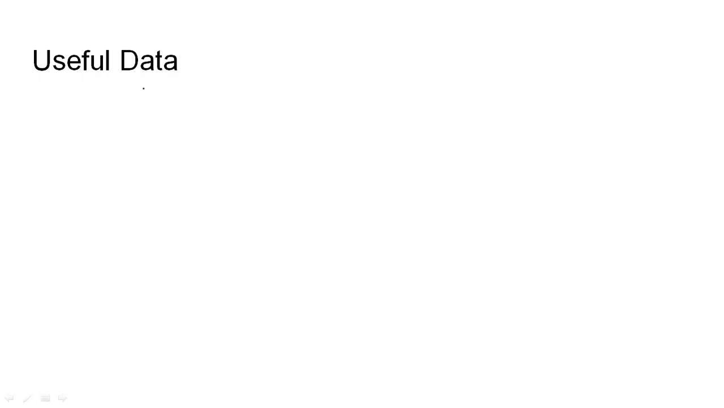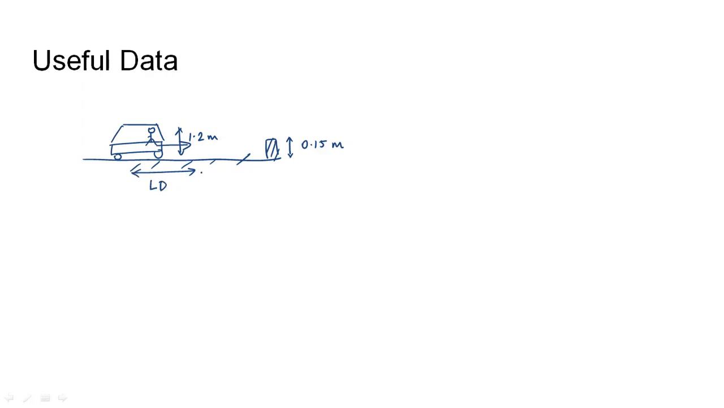Coming to the useful data for this question, let us assume a car traveling on a road. The car driver, sitting at a height of 1.2 meters from the road surface, can see an obstruction on the road, which can be a living or a non-living object, whose height can be given as 0.15 meters. The driver will need some distance for reacting to this obstruction, which is called the lag distance.